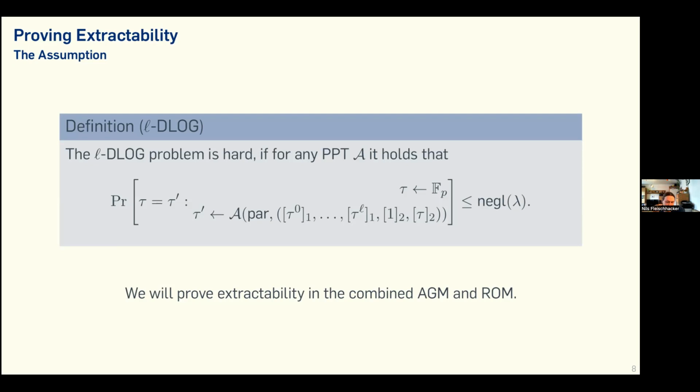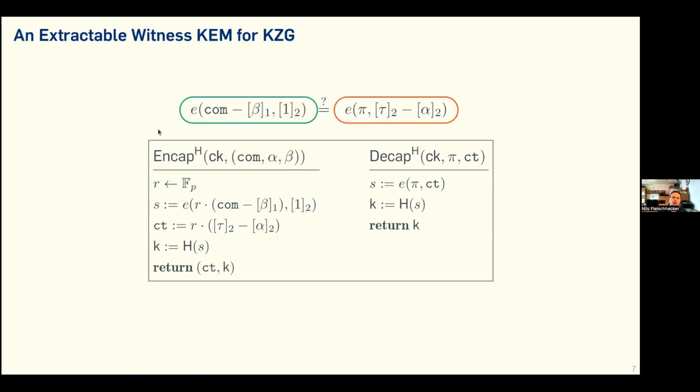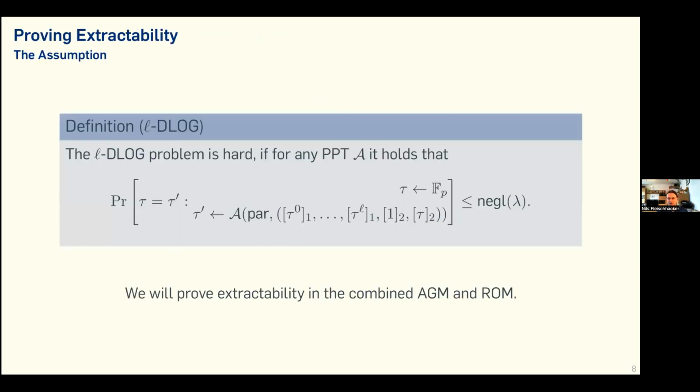And we will prove the extractability in the combined algebraic group model and random oracle model. So the random oracle model is probably very well known. It's basically, we assume that we have some function, the function that we used here, the H. And we assume that this is a truly random function. And then if you ever want to use this stuff in reality, you then need to instantiate this hash function and hope that nothing breaks. And usually it doesn't.